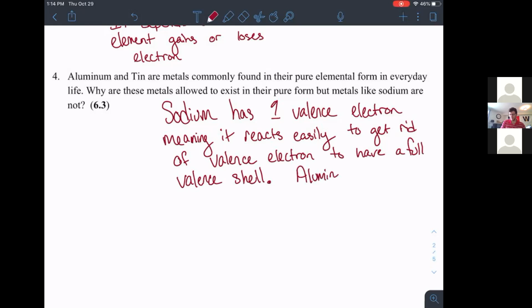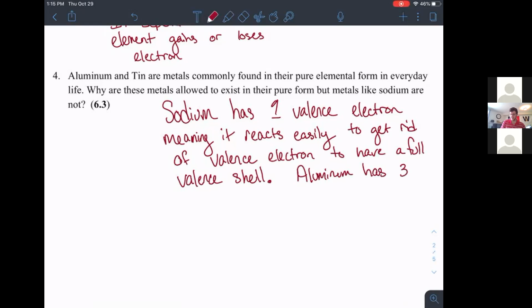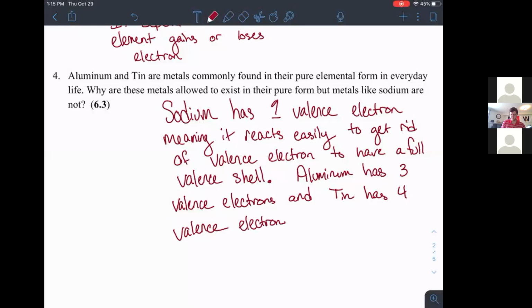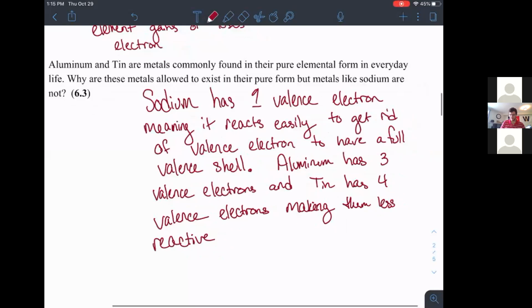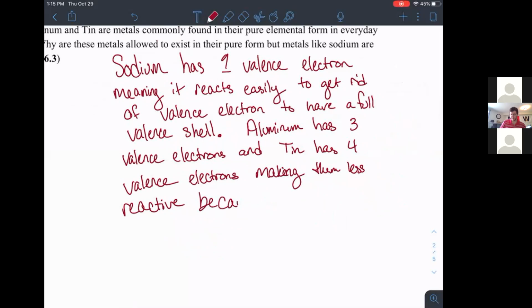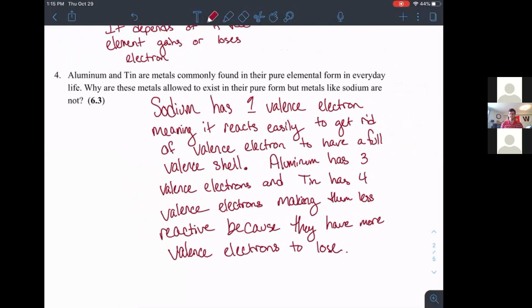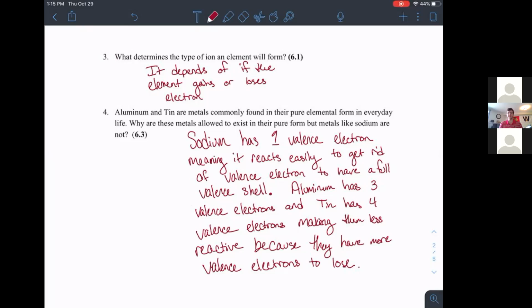Aluminum has 3 valence electrons, and tin has 4 valence electrons, making them less reactive because they have more valence electrons to lose. Are there any questions on 3 or 4 or on anything from this formative?